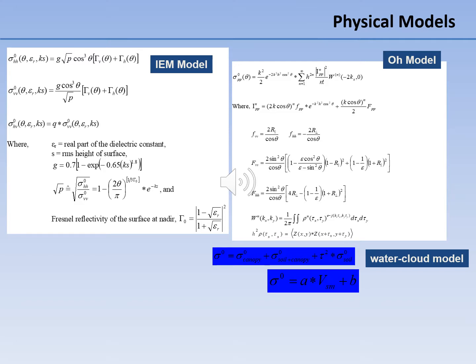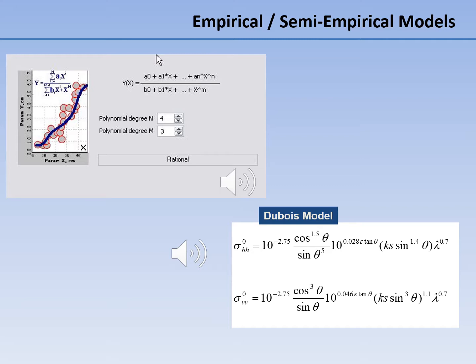This slide shows examples of physical models. Empirical models are based on empirical observations rather than on mathematically describable relationships of the system being modeled.